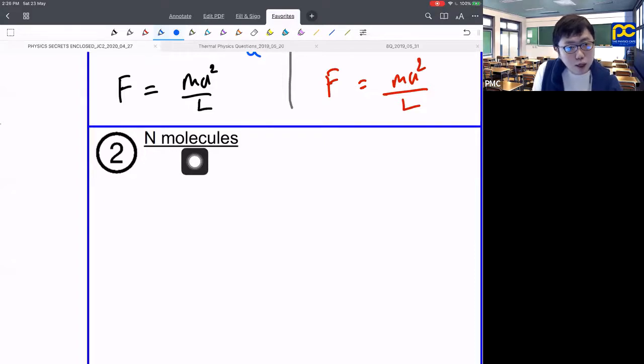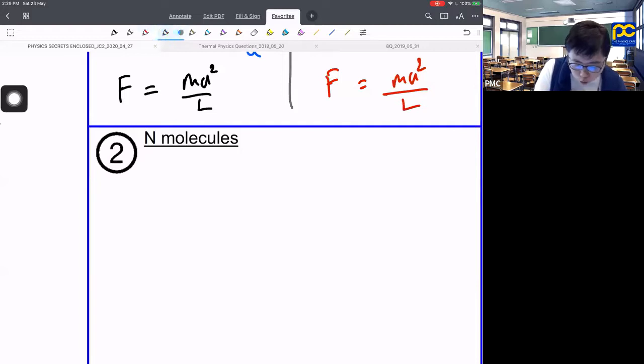For the gaseous molecules, is the mass about the same? The mass should be the same, right? Is the speed the same for all of them? Despite being in the same environment, is the speed exactly the same? No. So if the speed is not the same, what should I do? I want to find the total force by all the molecules. So you are right, I should multiply by the number of molecules.